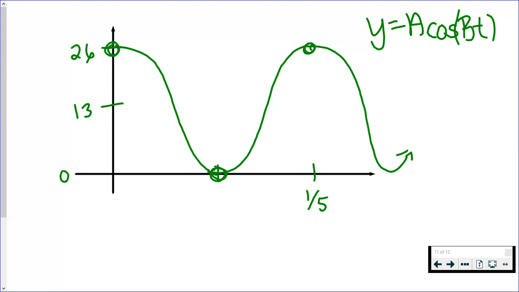remember, is cosine. A would be the amplitude. Remember, amplitude is the height of the wave. In this case, it's not 26. Remember, it's from the middle to the top. This graph is cut in half at 13. So the distance from the middle to the top or the middle to the bottom would be 13, which means the amplitude is 13. We need to find B. Remember, B is not 1/5. B helps you find 1/5, which was the period.